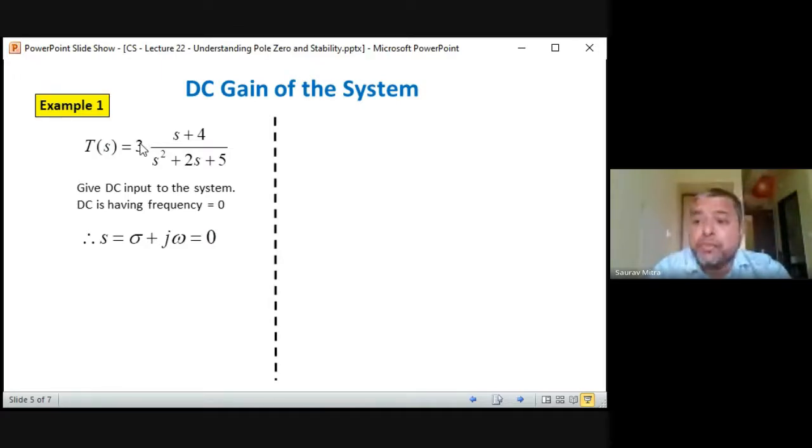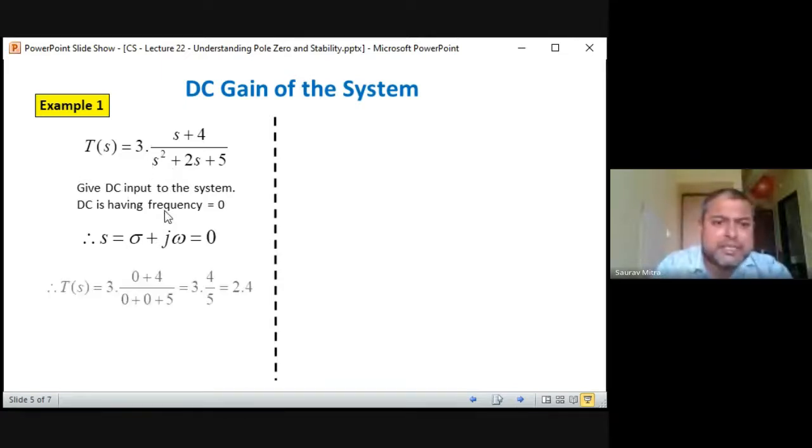I am asking you to find the DC gain of the system. While finding the DC gain, as DC has input or frequency equal to 0, substitute S is equal to 0 in this equation. In the transfer function, if you substitute S is equal to 0, whatever you get is called the system DC gain. That means if you bring a DC input to the system, how much amplification will be offered to that DC input by the system.